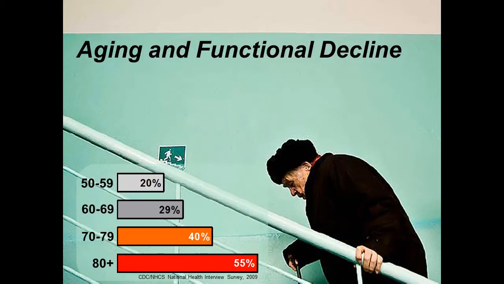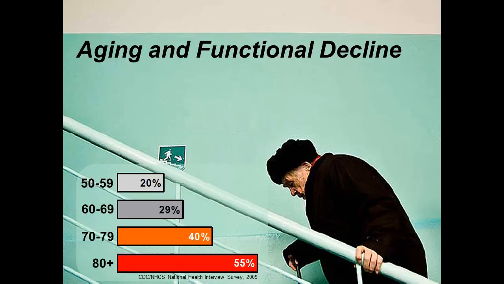By the time we reach our 80s, now nearly 60% of individuals have difficulty doing these very simple tasks that promote independence and promote healthy aging and independent living. And that's really why we are particularly concerned about age-related changes in skeletal muscle.